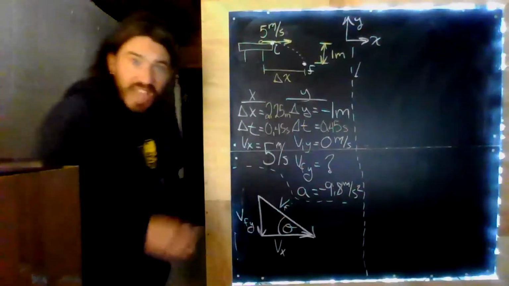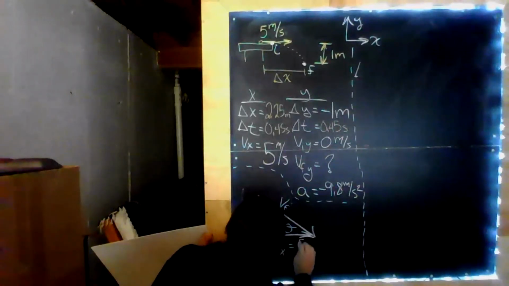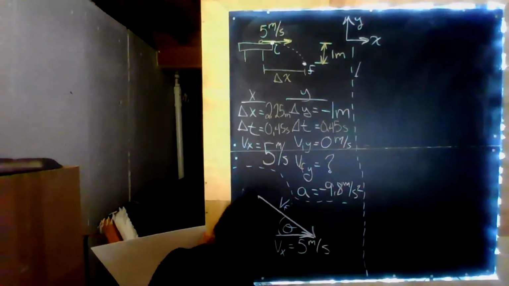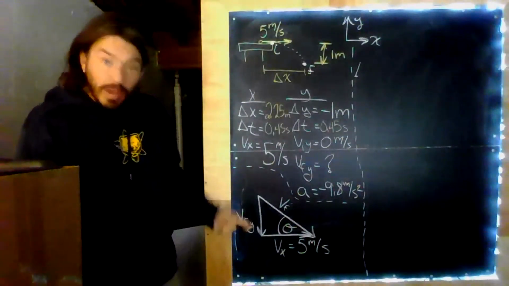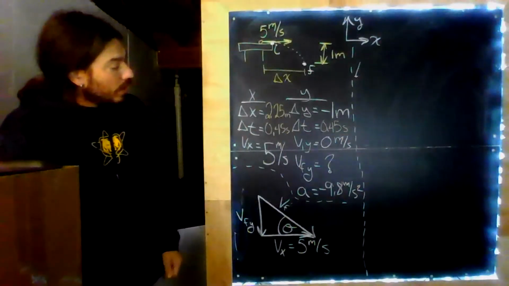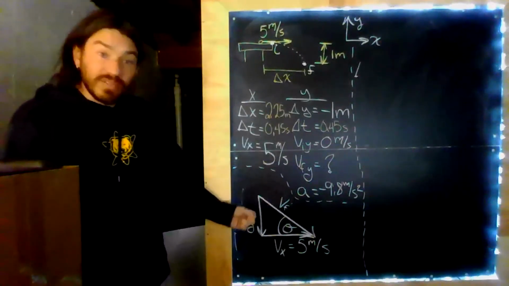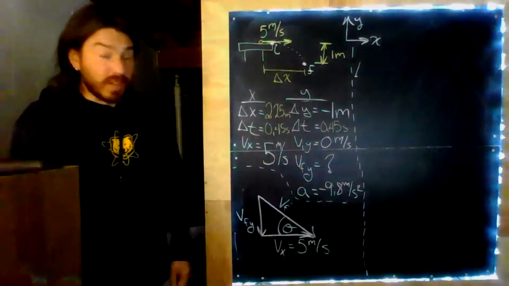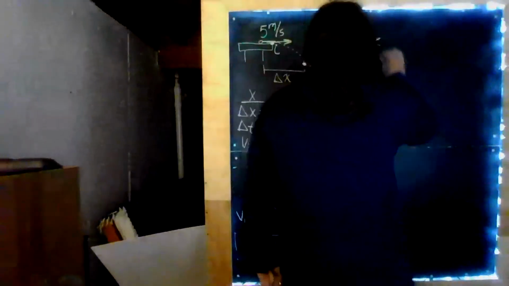Now v sub x, we know that. That doesn't change. The acceleration is 0 in the x direction. This is 5 meters per second. How about Vy? Well, we need to find that. But if you look at this, we now know 4 out of the 5 here. So we can find Vy final in a fairly straightforward way. We just need to use equation number 1. Let's write that down.